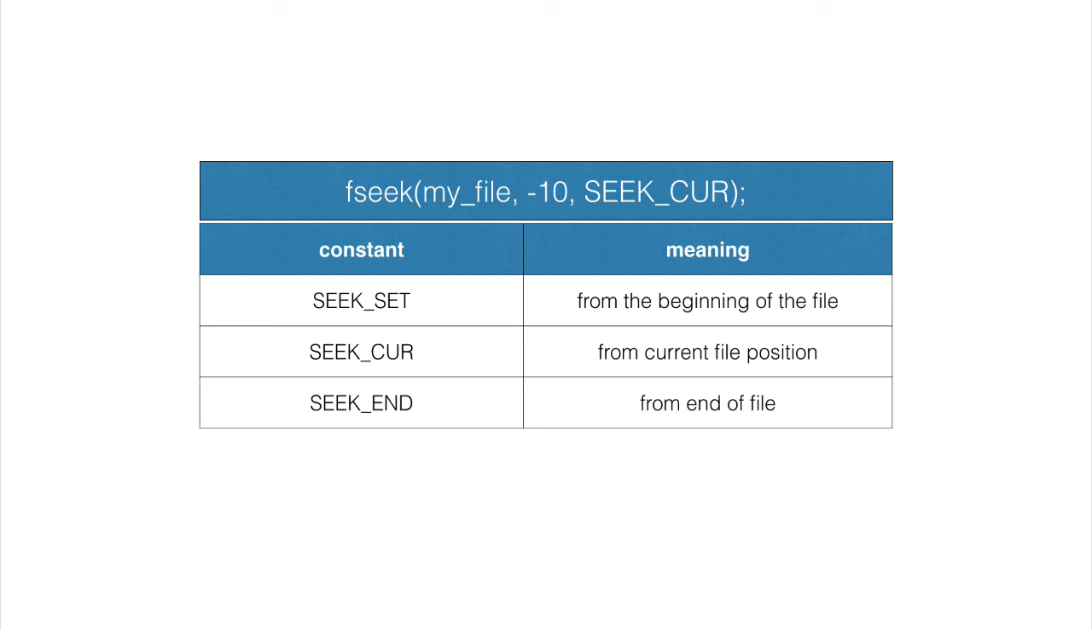fseek itself can fail if we pass an invalid file pointer, but this can be avoided as long as you check your call to open. We do not check for fseek failure in this video, since the failure cases are better caught before or after the fseek call.